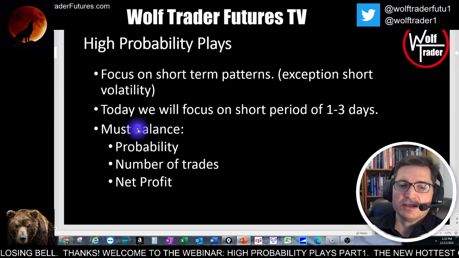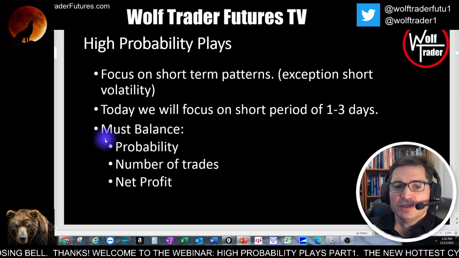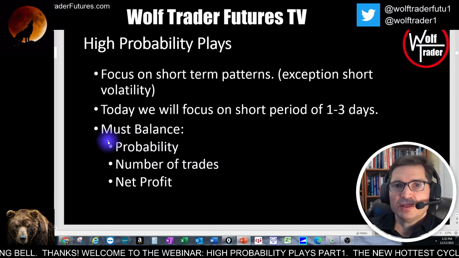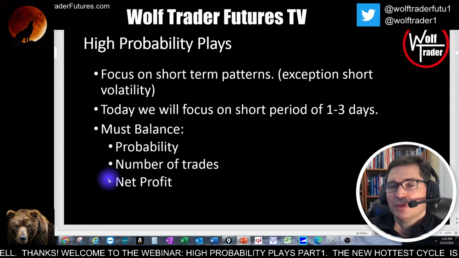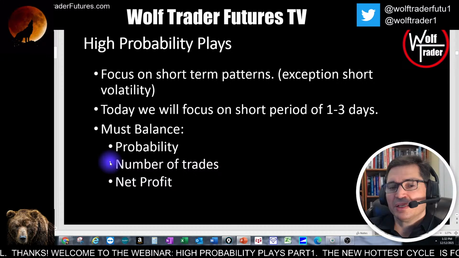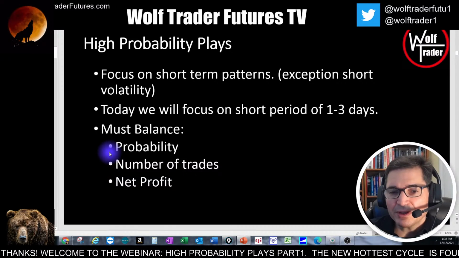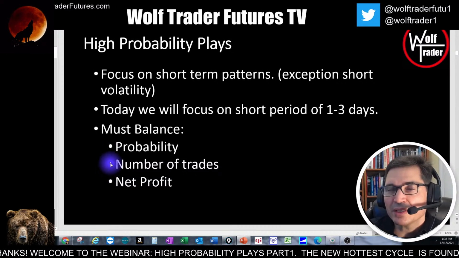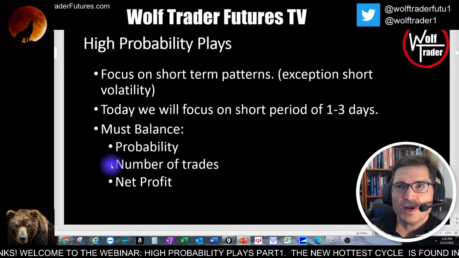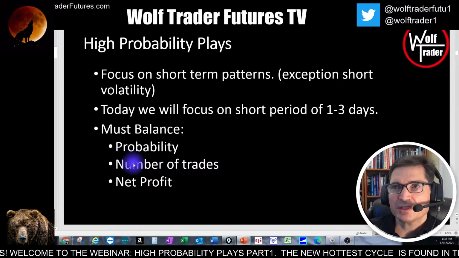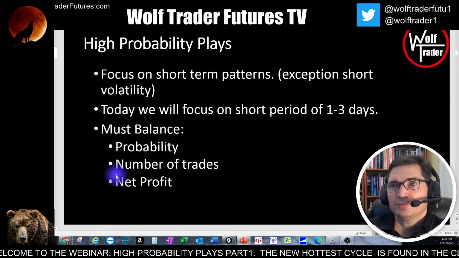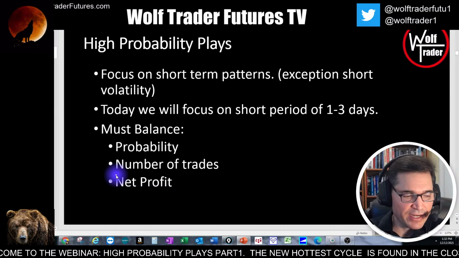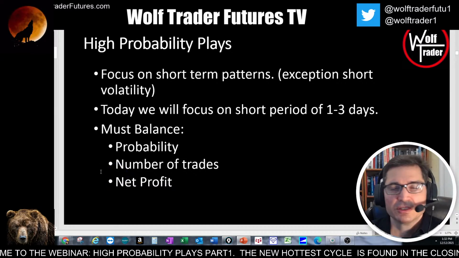The thing about this is that you have to balance probability with the number of trades and the net profit. You can get really high probabilities, but you might only get 2 trades in a year. So you don't want too high a probability. You want enough trades, and then net profit comes into play, and you want to balance that out too. So we're going to look for saddle points on curves. I'll explain that when we get there.